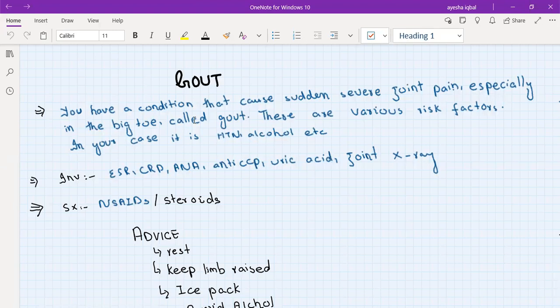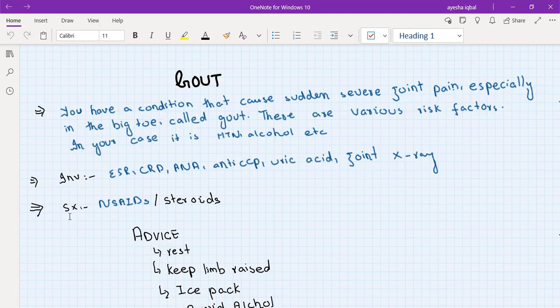There are various risk factors for it, and during the history taking, you will come across some risk factor in the patient. So the patient can be either obese, or he can be hypertensive and taking diuretics, or he will be consuming large amounts of alcohol and meat, which are basically the risk factors for gout. So you will tell the patient that in your case, you have this and this risk factor. You will do all the above investigations, and treatment is, so symptomatic treatment here, basically a symptomatic treatment which is NSAID.